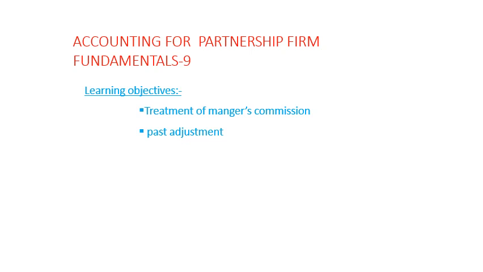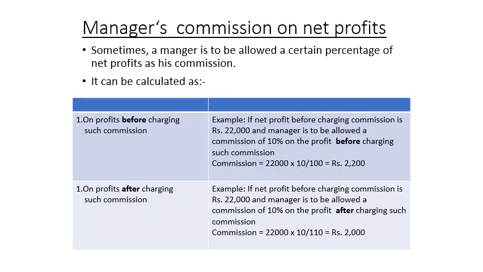Today our learning objectives are how to calculate the manager's commissions, the formula related with the manager's commissions, and the concept of the past adjustments. Now come to the next one, manager's commissions on the net profit means that sometimes a manager is to be allowed to get the commissions out of the net profit at a certain percentage. So it means 1% is allowed to the managers to get the commissions.